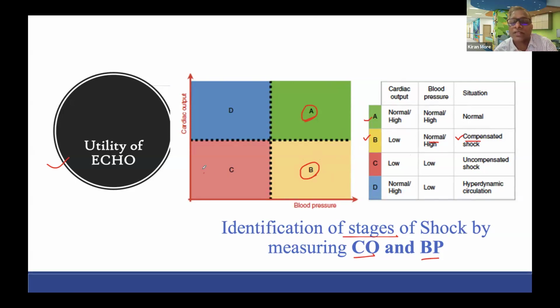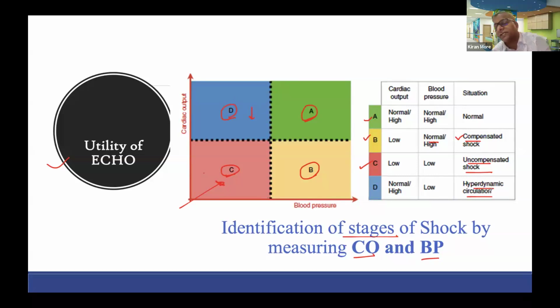Okay. Then you have C, where both are abnormal. So this is a very dangerous square, where both cardiac output is low and blood pressure is low. So all the methods of compensation have failed and the baby is decompensated. And sometimes you have a high cardiac output like this phase, normal or high cardiac output, but still the blood pressure is low. And that's a hyperdynamic circulation like PDA.